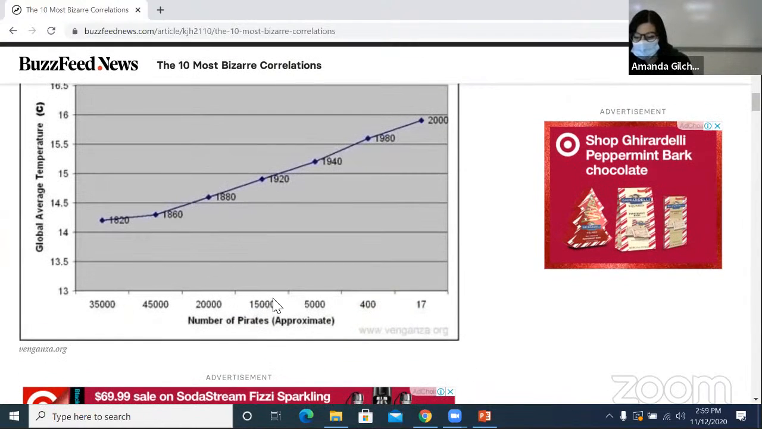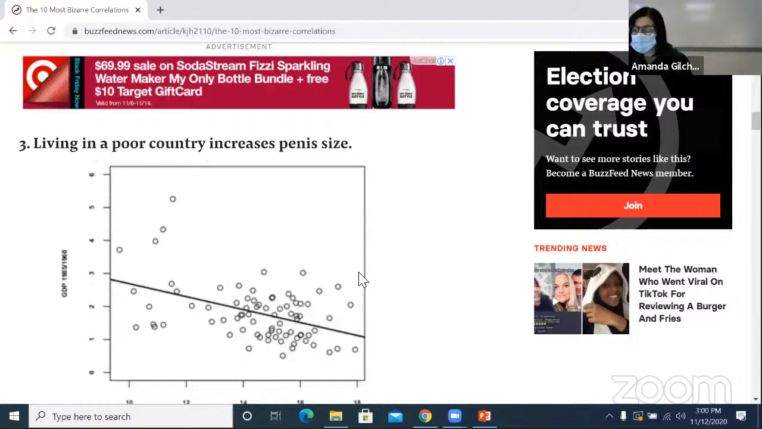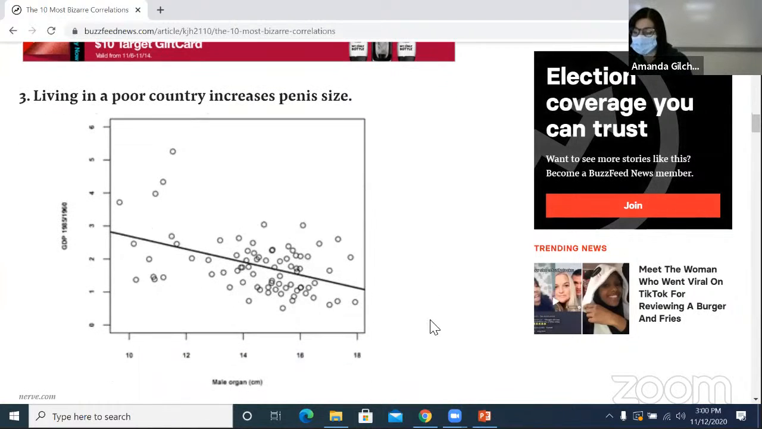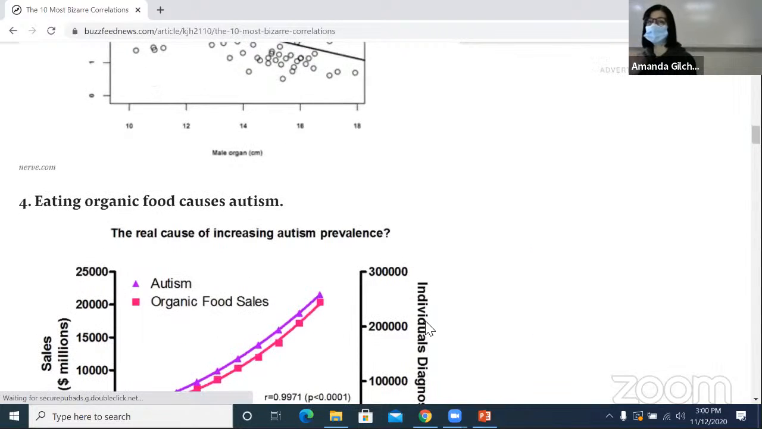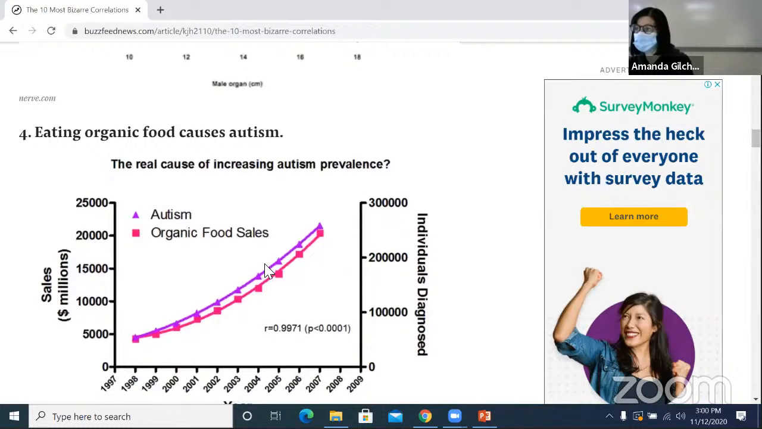So here we have the number of pirates. Here we have the average global temperature. I'm not going to read that one. You can read it yourself. My goodness. Anyway, sorry, Dr. Gilchrist is prudish. Eating organic food causes autism.